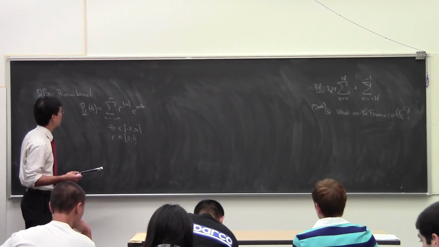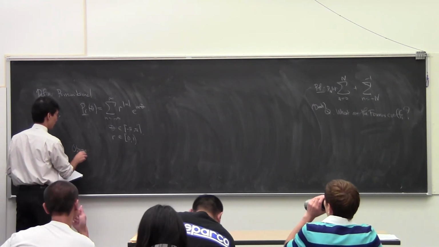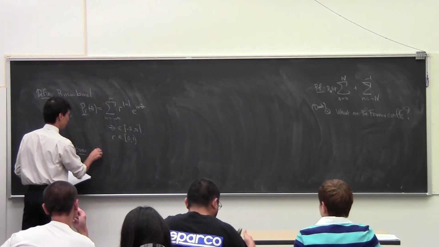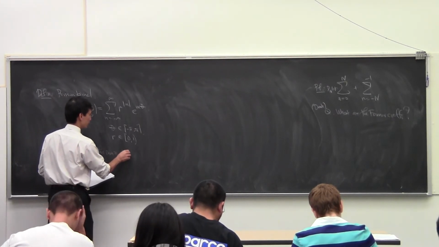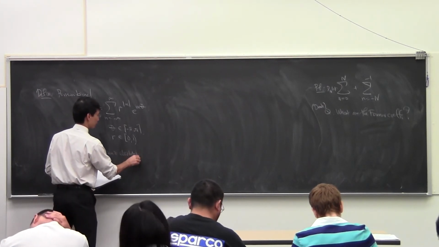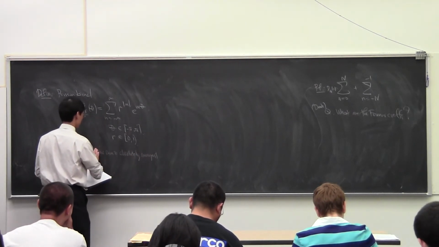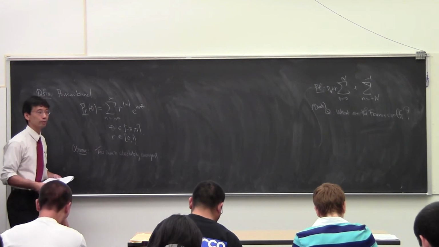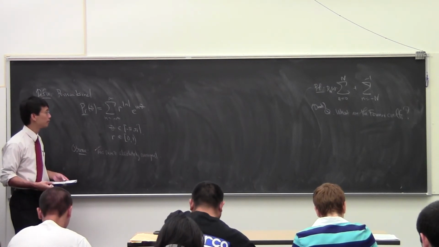Okay. And let me make an observation. Observe that this sum is absolutely convergent. This sum is absolutely convergent, right? Because what? Why is it absolutely convergent?